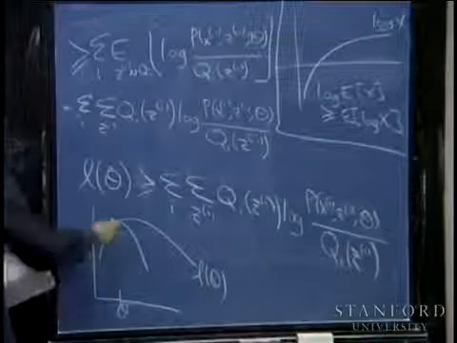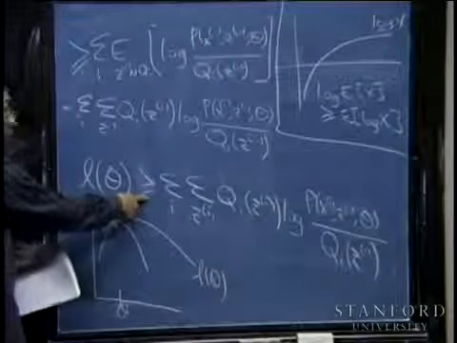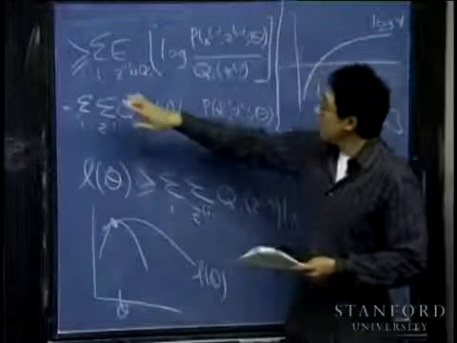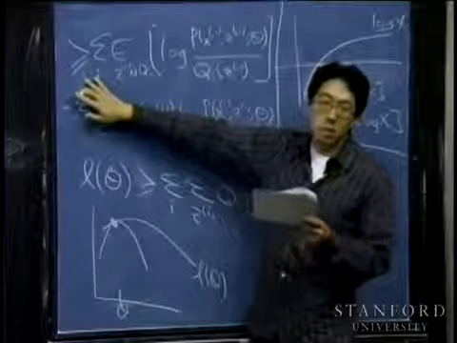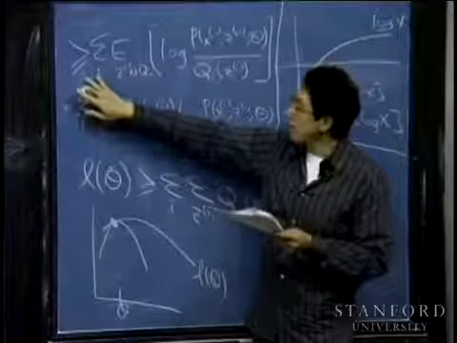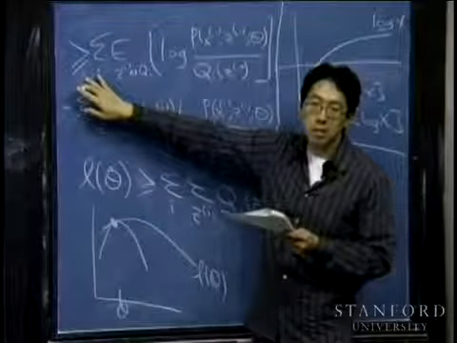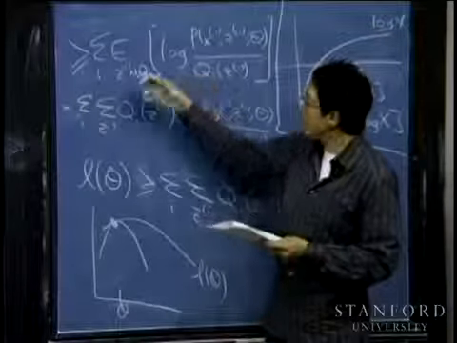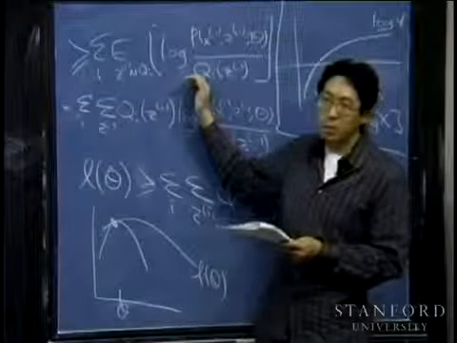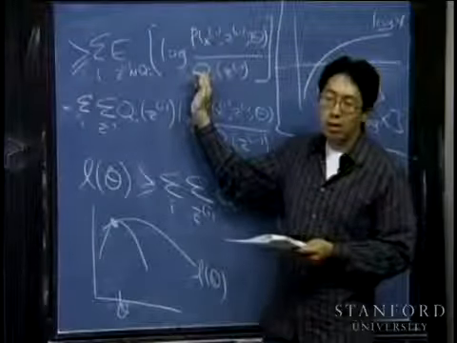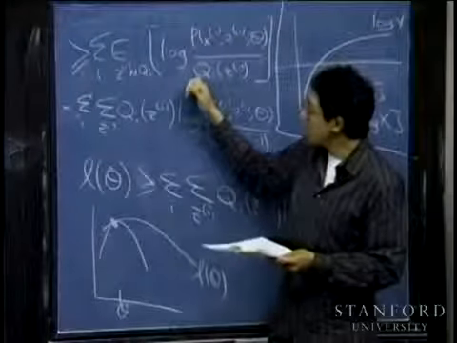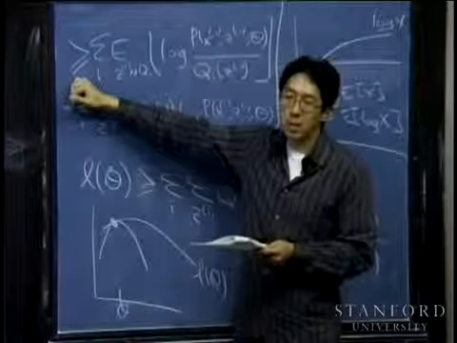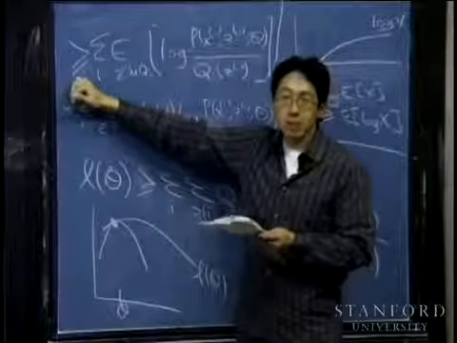And so to ensure that this inequality actually holds with equality, going back through the derivation, what I need is, in the step where I use Jensen's inequality, for this inequality to hold with equality. In particular, I'm going to choose my distribution. This bound holds true for any probability distribution Q that I might choose. So I choose my probability distribution Q to ensure that this inequality holds with equality for my current value of theta.